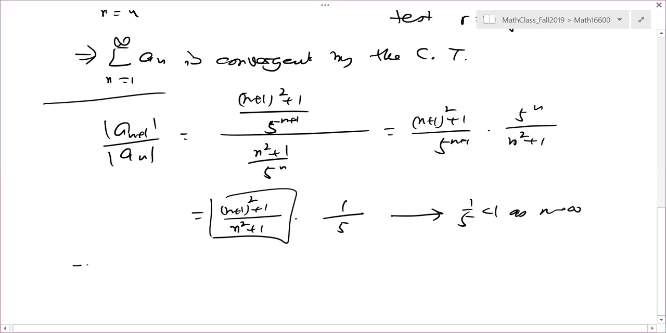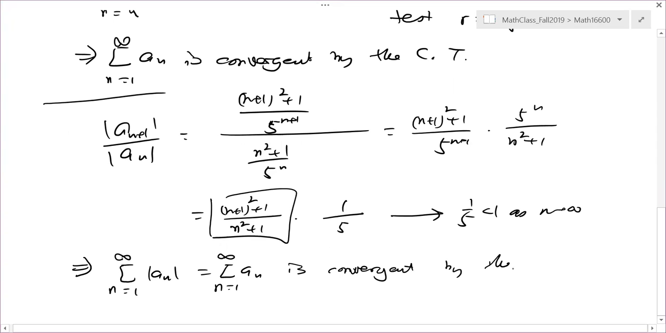So that means this series, which is the same as this because it's always positive, is convergent by the ratio test.